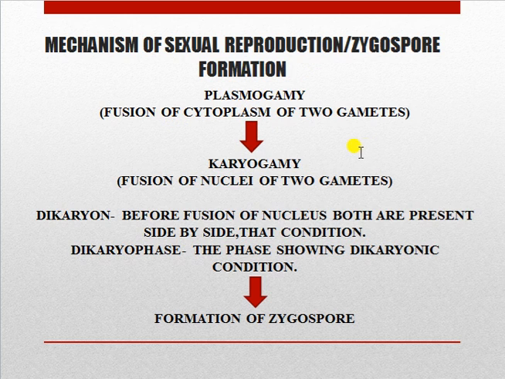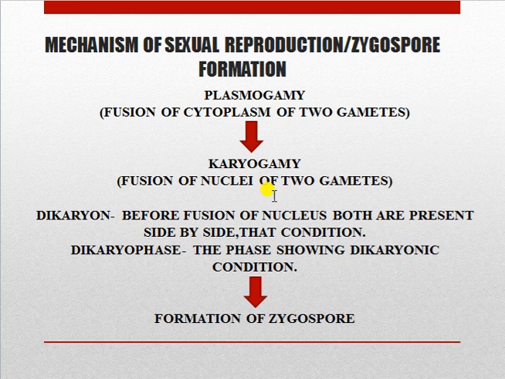Next, after cytoplasmic fusion, the next type of fusion happens between the nuclei of 2 different gametes, obviously the male gamete and female gamete. That specific fusion of the nuclei of the 2 individuals is commonly known as karyogamy, because the word karyon means nucleus and gamy means fusion.